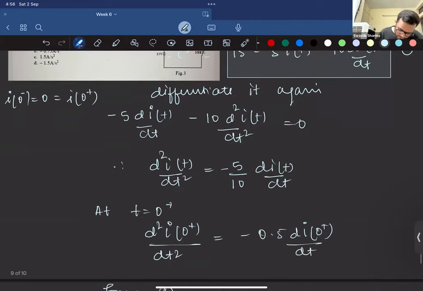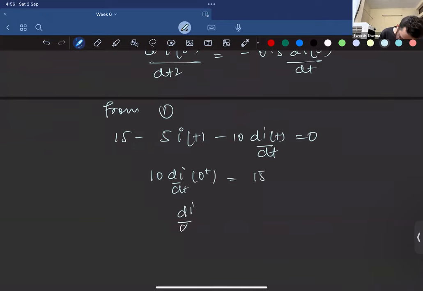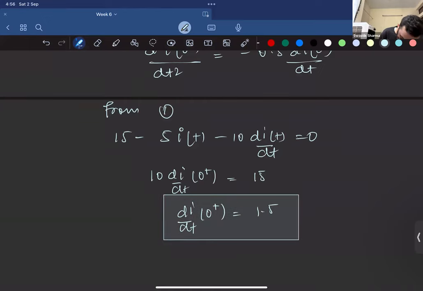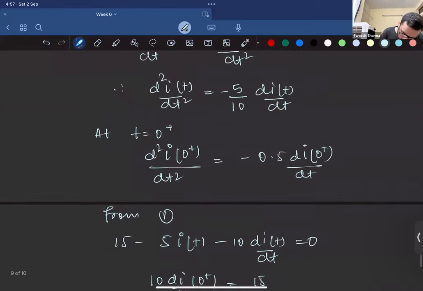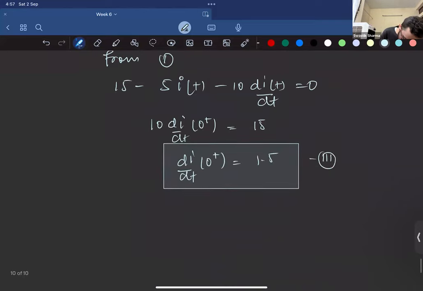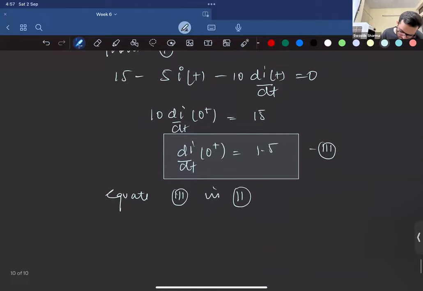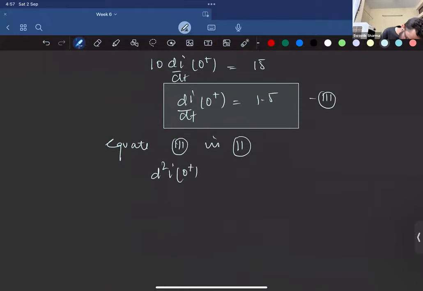Right, Renessa? So therefore, 10 di/dt at 0 plus is nothing but 15, right? So di/dt at 0 plus is 1.5. This is third. Let's call it second. So equating 3 into 2, what do we get? We get minus 0.75, right? d²i(0+)/dt² is equal to minus 0.75 ampere per second squared.